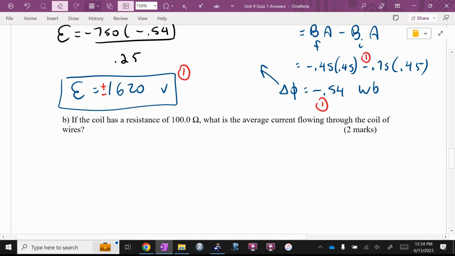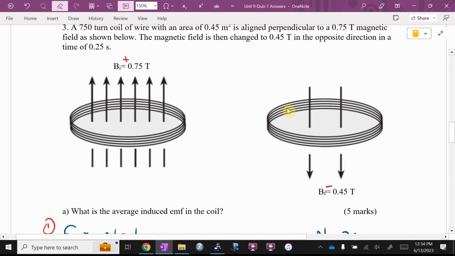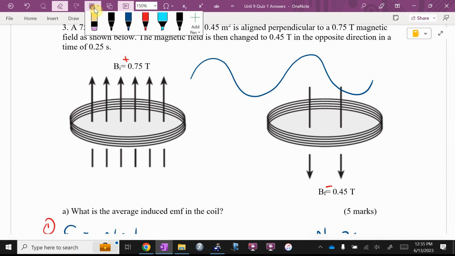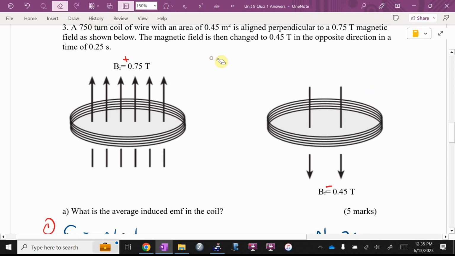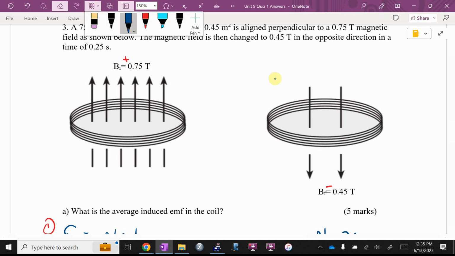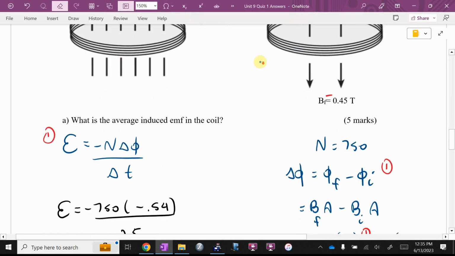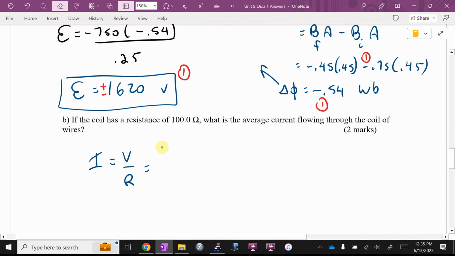Ooh, current. I'm getting a little deja vu here. I think current is going to be V over R. Now, by the way, why do I keep saying average current and average voltage? Remember, because this is spinning, you're actually going to get a voltage that looks like a sinusoidal wave, and you'll be getting a current that goes up and down, up and down, up and down as well, which has some challenges but some advantages. We'll talk about some of the advantages tomorrow. But meanwhile, it's going to be 1620, positive or negative, divided by 100.